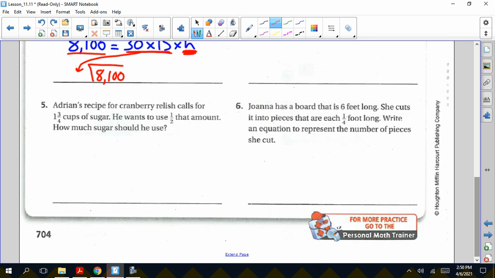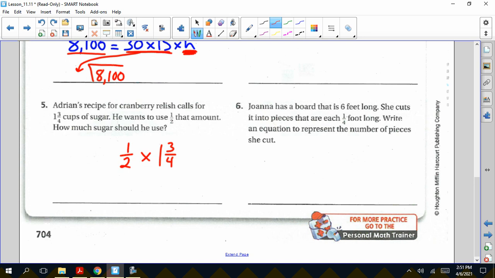Number 5, Adrian's recipe for cranberry relish calls for 1 3/4 cups of sugar. He wants to use half of that amount. Okay, half of that amount. How much sugar should he use? If he wants half of that, you're going to multiply 1 3/4 times 1/2. Don't forget to turn your 1 3/4 into an improper fraction first before you multiply.